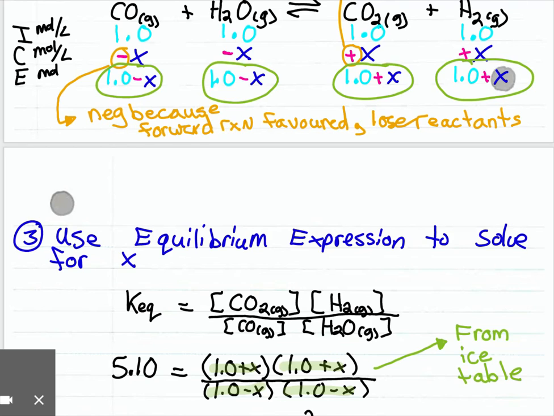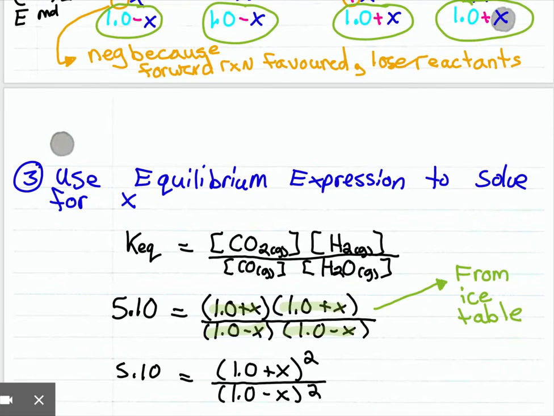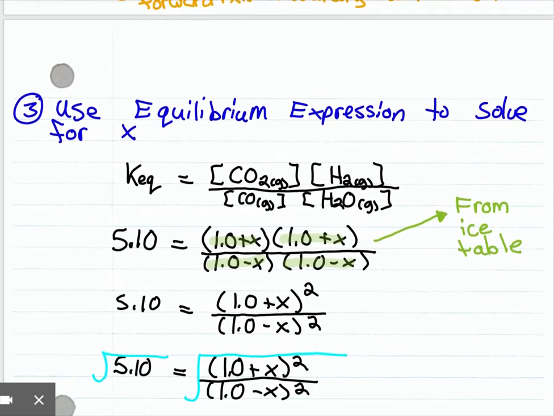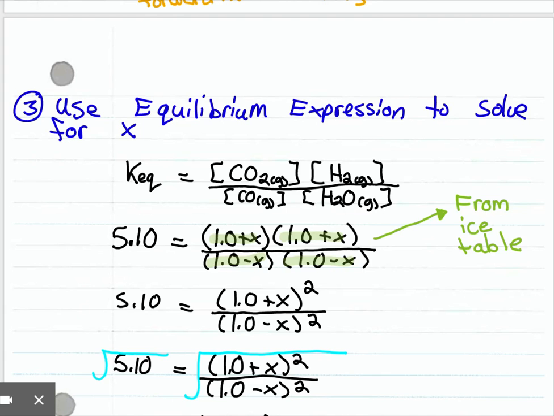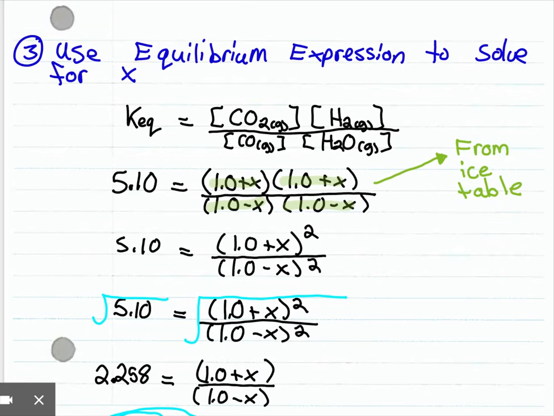So if we look, we can simplify this, because what we have in our numerator is 1.0 plus X in a bracket times exactly the same thing. So what you really have is 1.0 plus X squared, and you have the same thing on the bottom. So we can write it this way, because now we can take the square root of this to simplify the equation to solve for X. We take our square root, and we get something that looks like this, and then we have something that is fairly straightforward to solve.